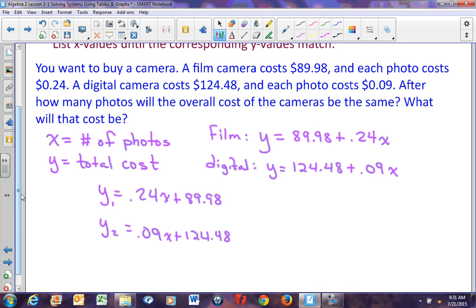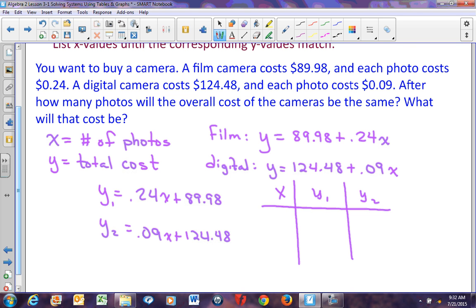I know it's going to take quite a few pictures to get these to be fairly equal. So I'm going to start my table at about 100, and I'm going to go by ones because you can't have half a picture. Once I've set that up, the independent is auto, the dependent is auto. So now I'm going to go to my table, which is above the graph key. Hit second graph, and that'll get you to your table. It'll say X, and then we'll have a Y1 and Y2.